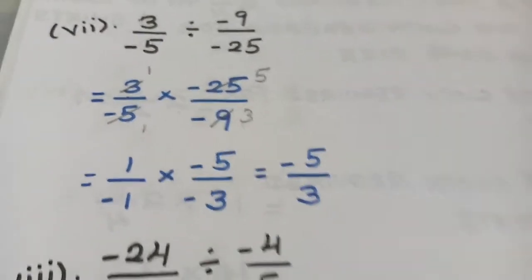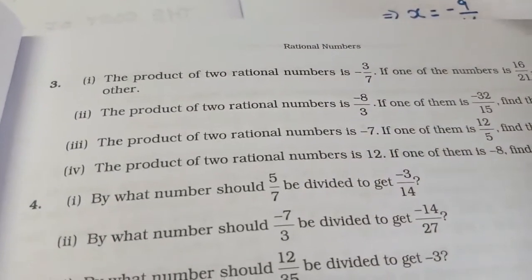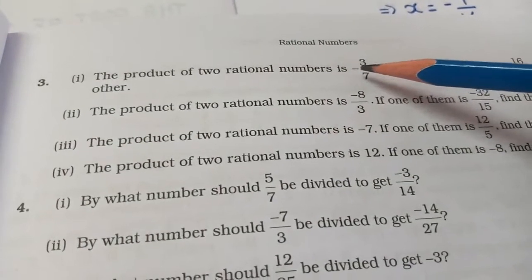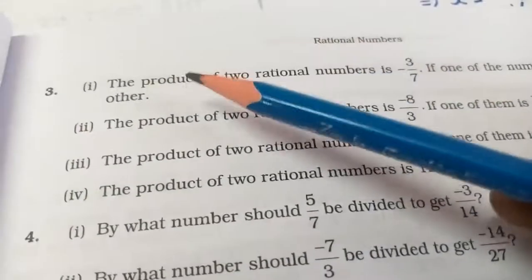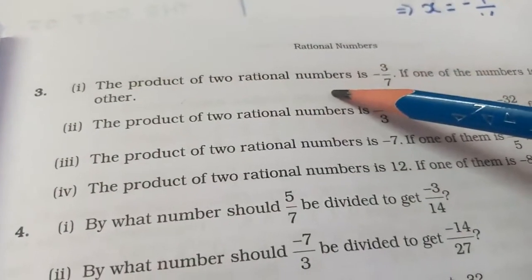Coming to the third question. If you see the third question here, students, the product of two rational numbers is minus 3 by 7. So what is the meaning of product? Product means multiplication. You are going to multiply two rational numbers.